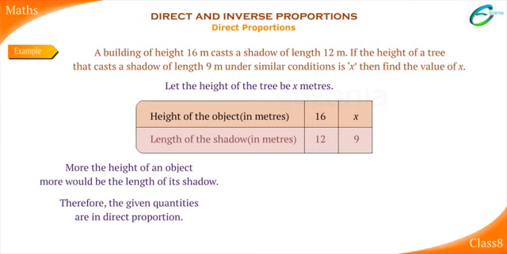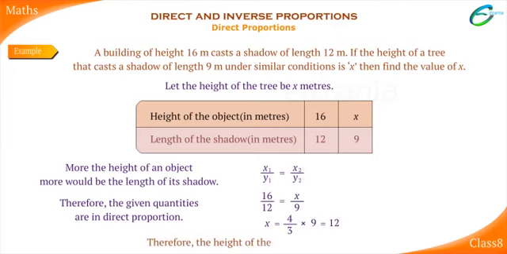We know that when x and y are in direct proportion, we have x1 by y1 is equal to x2 by y2. So we get value of x as 12. Therefore, the height of the tree is 12 meters.